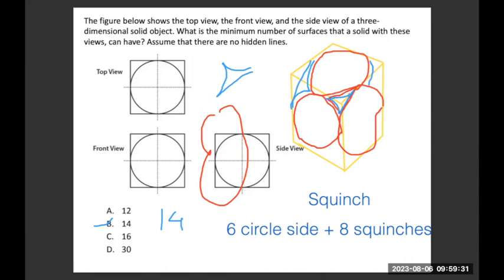It will look exactly like a triangle here, and it will connect the edges of the circle like this. Okay. So what you see here as a corner getting formed is actually the edge of the circle. It's not the edge of the squinch. The triangle that you see here, those are the squinches. So this kind of solid will have 6 circular sides plus 8 squinches on the 8 corners.